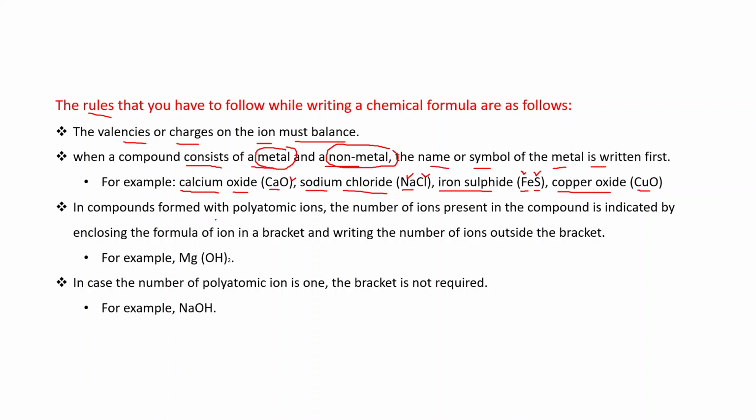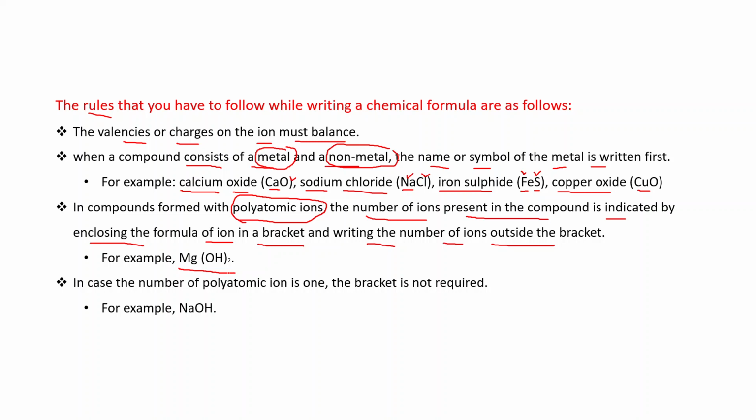Now, compounds formed with polyatomic ions. What are these polyatomic ions? A group of atoms having a charge is known as a polyatomic ion. In the case of a polyatomic ion, the number of ions present in the compound is indicated by enclosing the formula of the ion in a bracket and writing the number of ions outside the bracket. See the example.